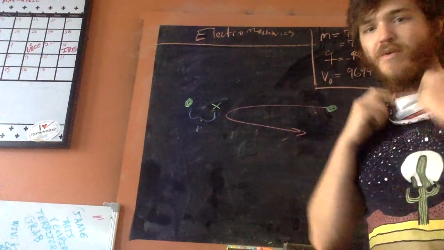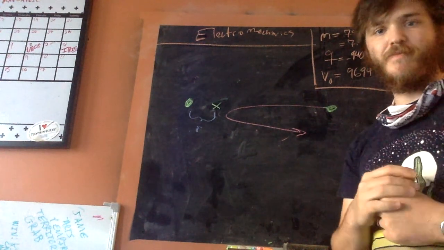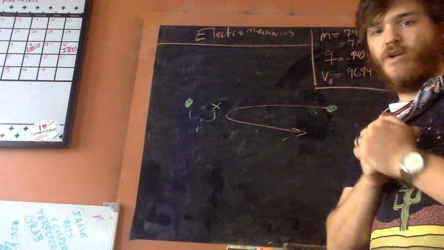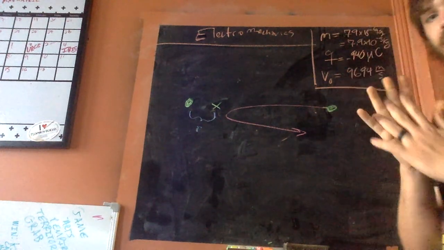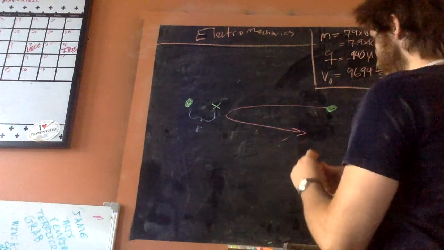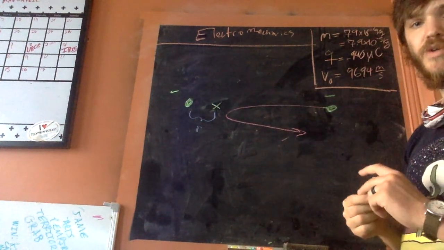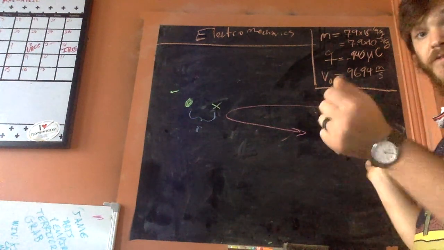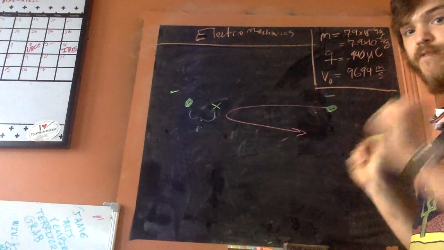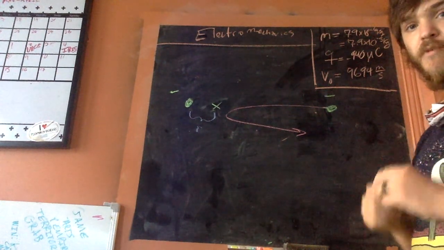Hi everyone. What we have here is an electromechanics problem. The question is asking: if we have two particles of the same charge, same polarity, traveling towards each other from infinitely far apart at a given velocity v, how close together will they get before they turn around?